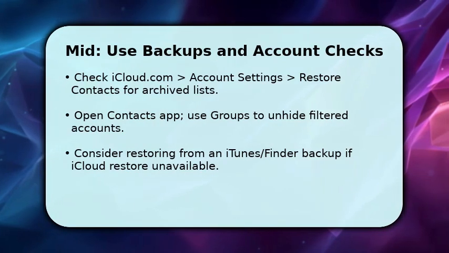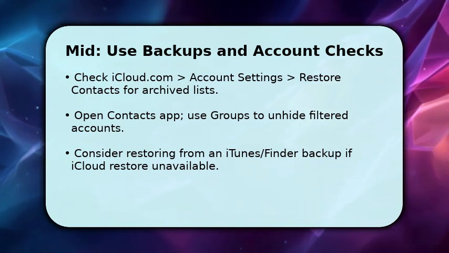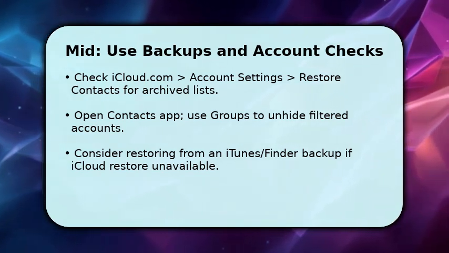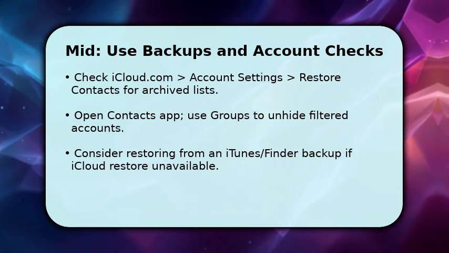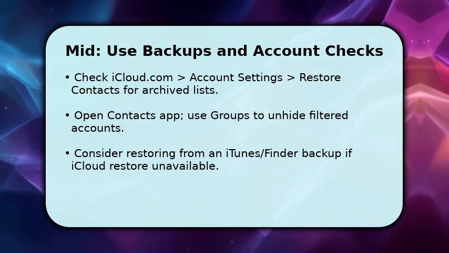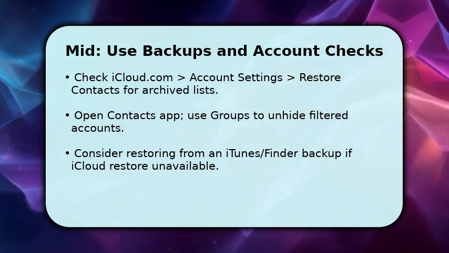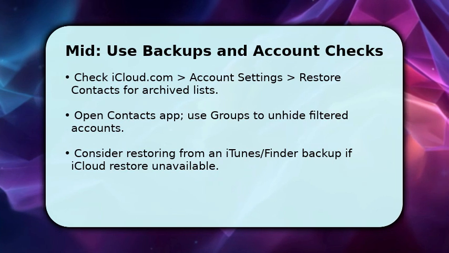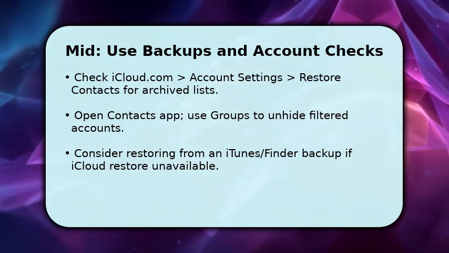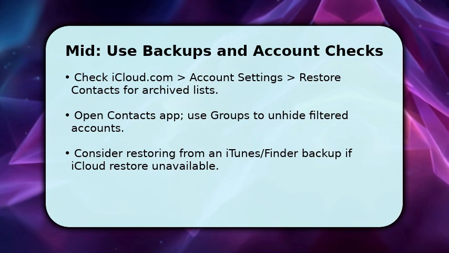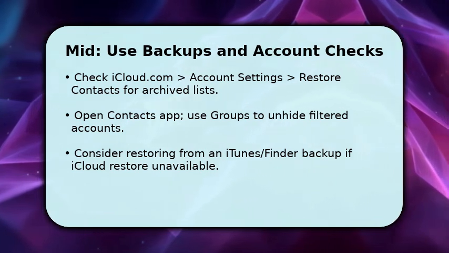Next, dive into Account and Backup options. Log into iCloud.com from a browser and use account settings to restore an archived contacts archive if available. This merges older lists back to your devices. On the iPhone, open Contacts, tap Groups, and make sure no account is hidden. Filters often look like missing contacts.